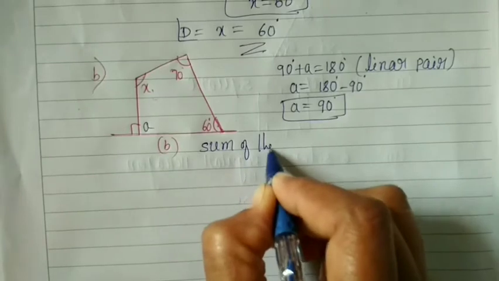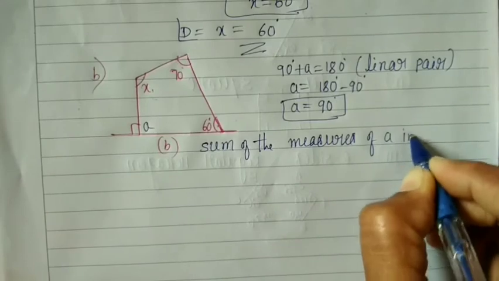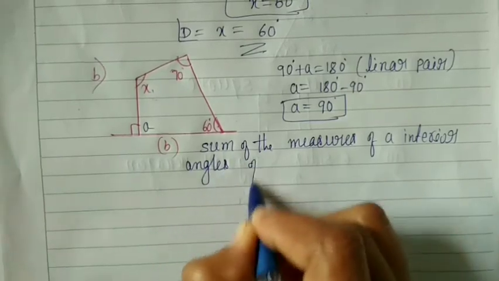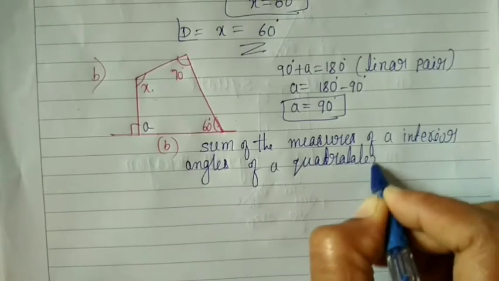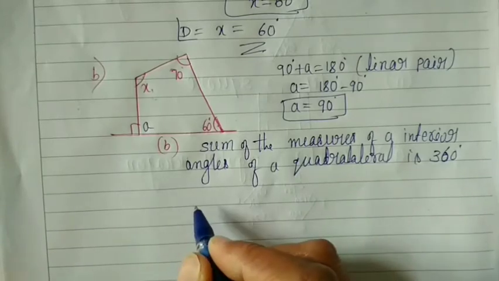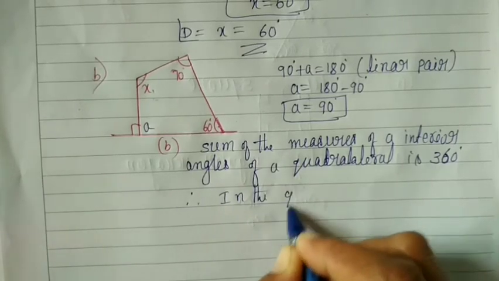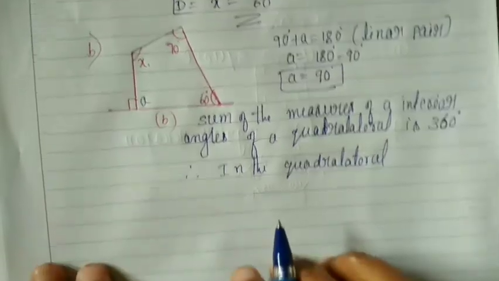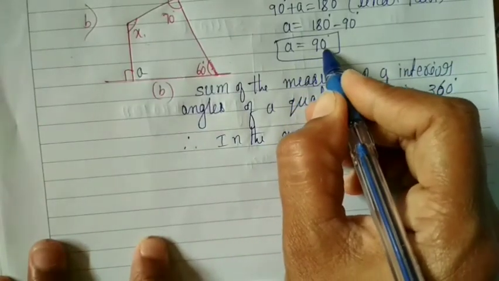the sum of the measures of interior angles of a quadrilateral is 360 degree. Therefore, in the quadrilateral, angle 60 degree, A is equal to 90 degree.